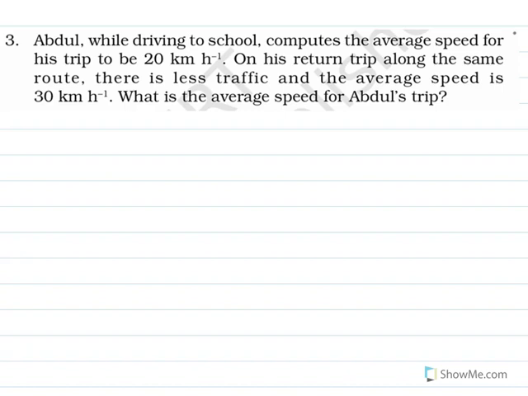Abdul, while driving to school, computes an average speed of his trip to be 20 km per hour. On his return trip along the same route, there is less traffic and the average speed is 30 km per hour. What is the average speed of Abdul's trip? To find average speed, we must know total distance and total time. Now this journey is divided into two parts. Going to school, one part, and the other part is returning from school.